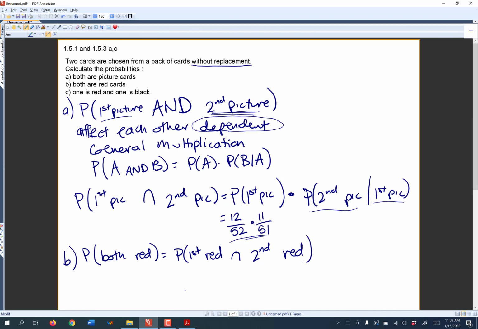So now you have to ask yourself, okay, what multiplication rule do I need? Are these going to be affecting each other? Well, if you think about red, there are 26 red cards in a deck. If I pull one out and I don't put it back, now there's only going to be 25 red cards in a deck. So every time I take out a red card, there's fewer red cards for me to choose from, so it's changing the probability. So they're going to affect each other.